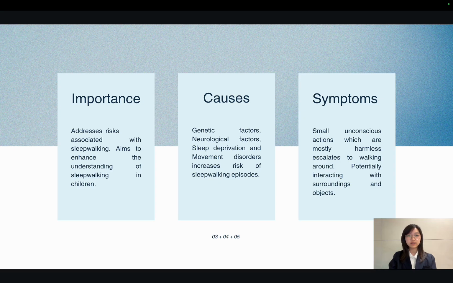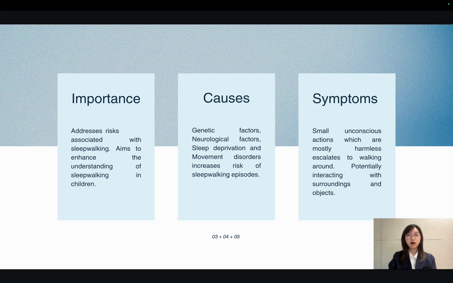Causes: Genetic factors such as genetic mutations and sleepwalking history in parents. Neurological factors, such as children spending more time in deep sleep stages, sleep deprivation, which may disrupt normal sleep schedules, and movement disorders, such as restless leg syndrome and sleep apnea, can all increase risks of sleepwalking in children. Especially since the child's brain is still developing, they are more likely to experience sleepwalking episodes.